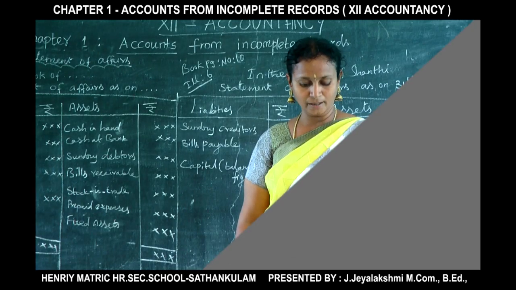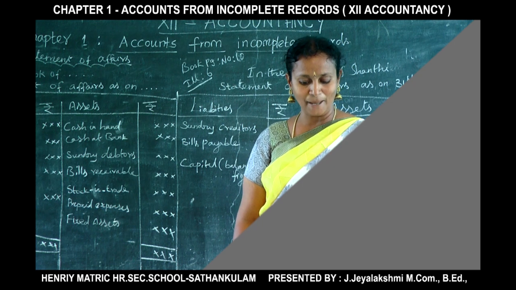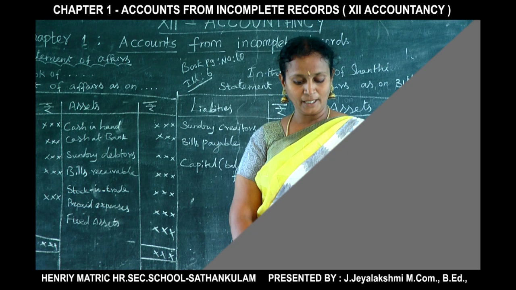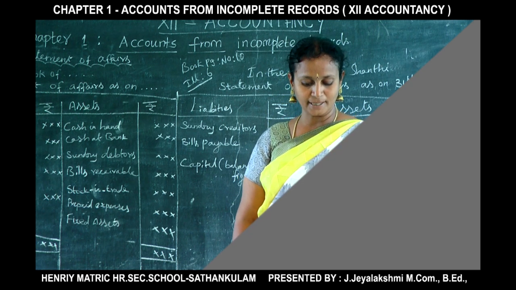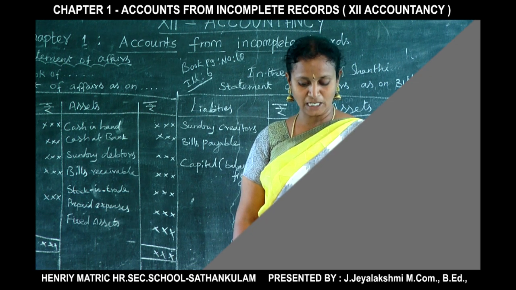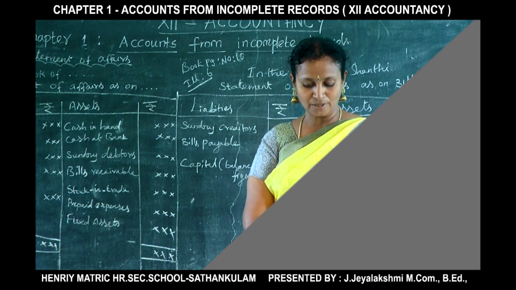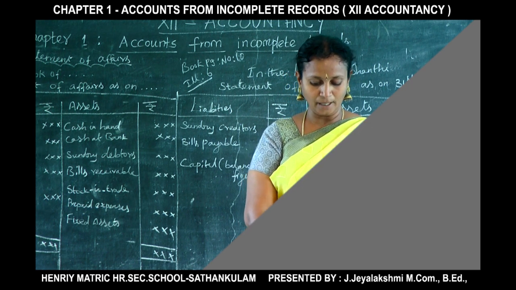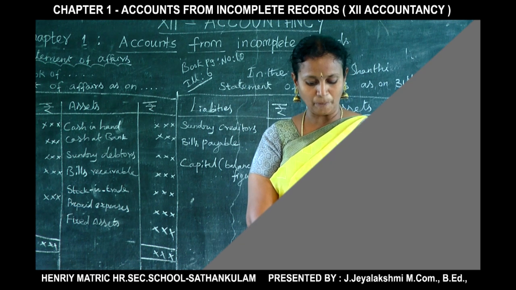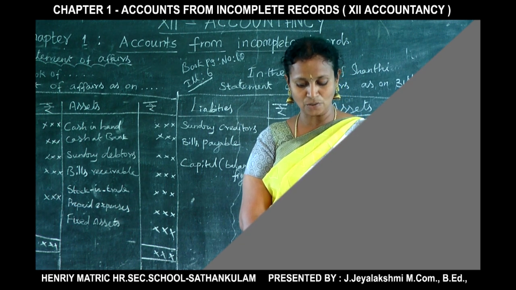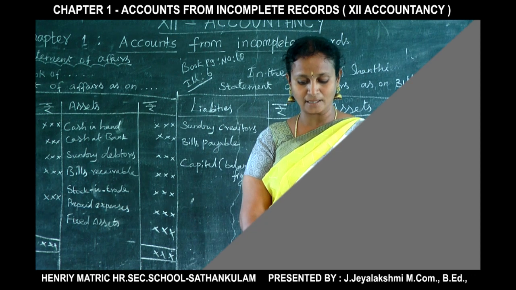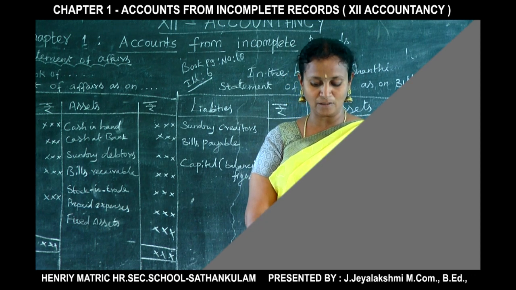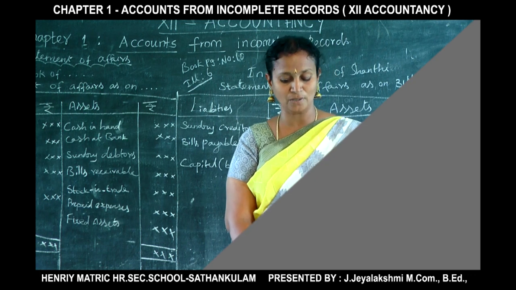From the following, the balances of Shanti as on 31st December 2018. The particulars are given: bills receivable 6,000, bills payable 4,000, machinery 60,000, furniture 10,000, sundry debtors 25,000, stock 45,000, debtors 7,000, cash 4,000. They ask us to prepare the statement of affairs as on 31st December 2018 and calculate the capital as on that date.